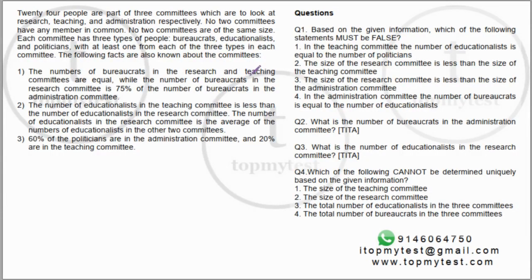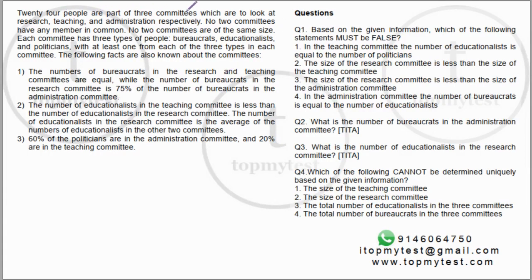Hi, this is a moderate to easy level question on quant based reasoning. This came in CAT 2018, slot 1. It's not difficult at all. With some amount of patience, probably 3 to 4 minutes, you can solve this pretty easily. Let's see what this says.